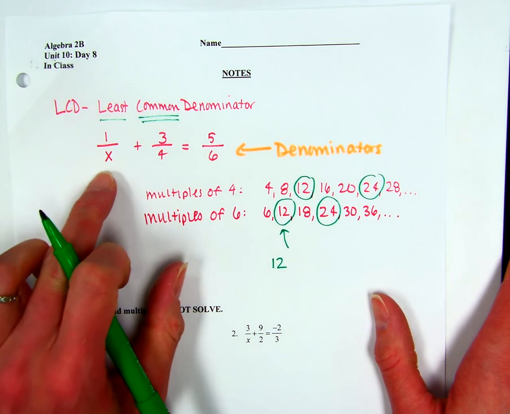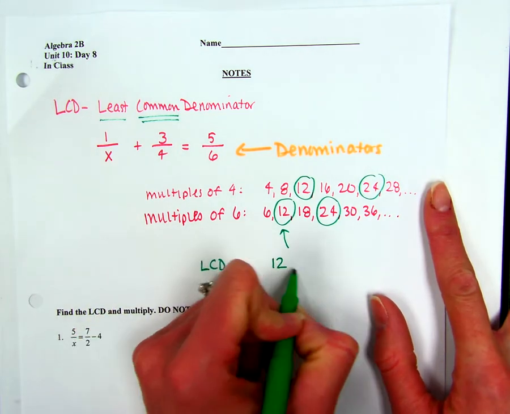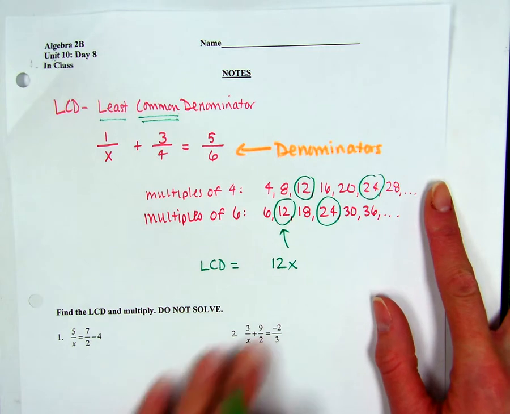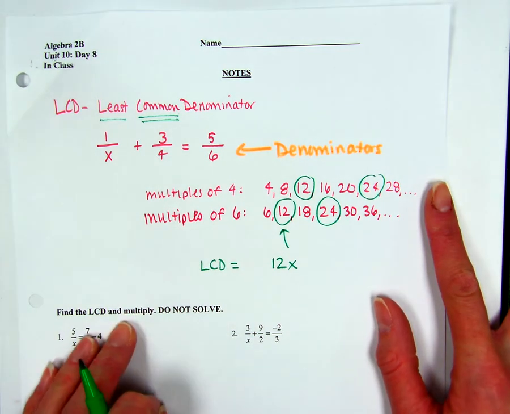But I also need to take into account my variable. So I would need to say my LCD would be 12x. All right, at least for this problem. So then we're going to talk about how to multiply when we get down here.